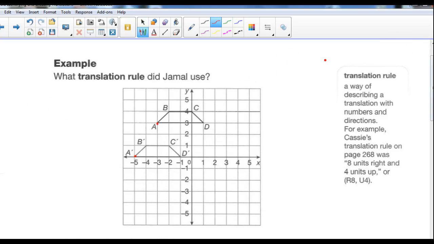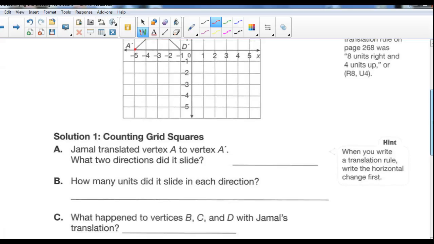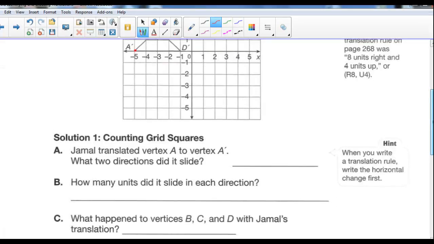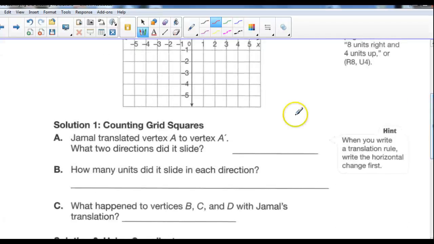Let's see if there's a place for us to write it, or if we have to write it underneath. Okay, well, we'll write it underneath here. Solution, counting grid squares. Jamal translated vertex A to vertex A prime. What two directions did he slide? Well, he slid to the left and he slid down. Okay, how many units did he slide in each direction?